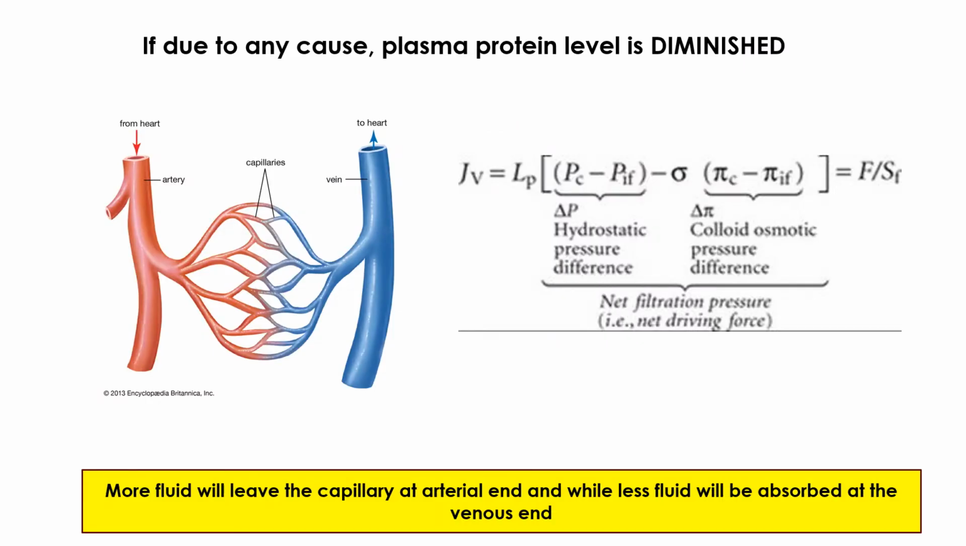Now, if due to any cause the plasma protein level is diminished, what does that mean? The oncotic pressure of the capillary will be reduced. So what will be the result in that case?